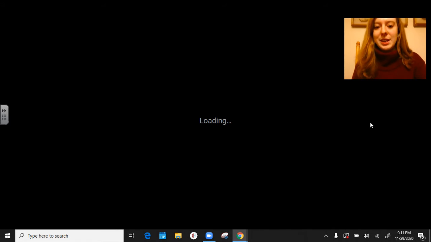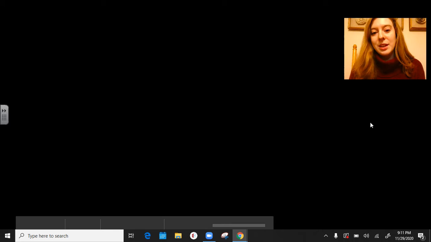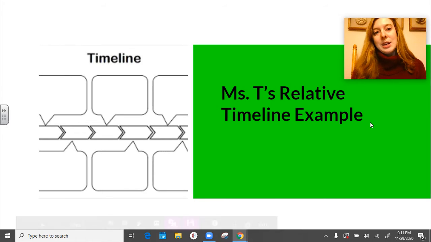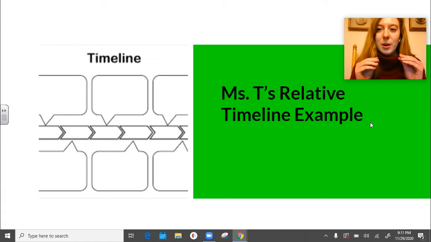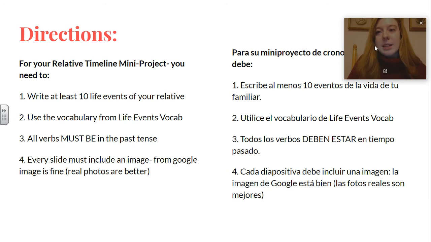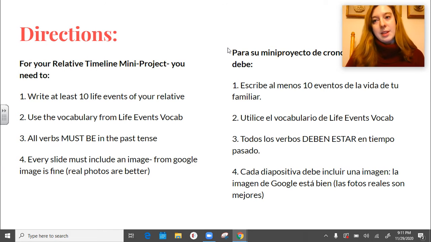I'm going to tell you today about our mini project called the Relative Timeline Activity. So this is a very small project. It'll be worth 30 points. So here's what I want you to do. Here's my example. So a timeline is the events in a person's life.